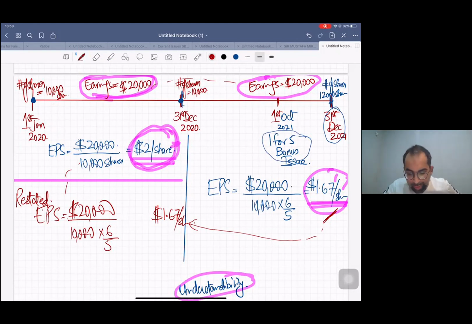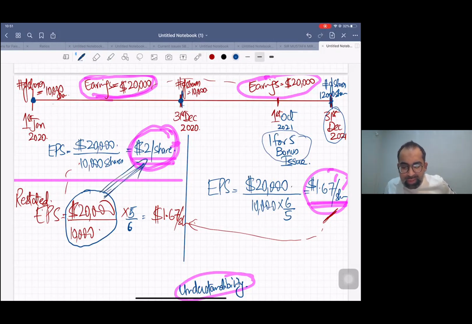Now look at the screen. See, look at the restated EPS. In the denominator, we have written 6/5. If we bring this 6/5 to the numerator, it will become 5/6. What is left here? You have 20,000 divided by 10,000, which is the existing EPS, yes or no?